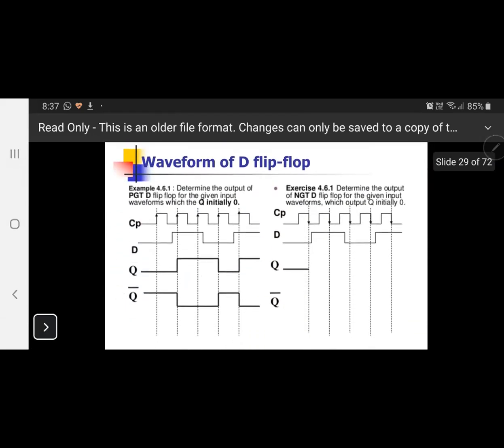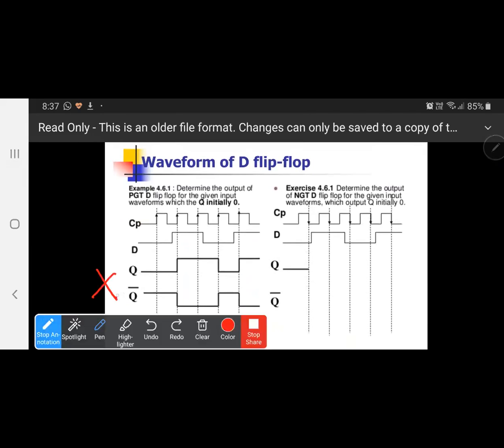Okay, waveform of D flip-flop. The waveform is already here, so I will not explain this. Now you need to solve this. For the D, check if it is a flip-flop or not. Determine the output of the negative going. Negative going means this negative is clear. For the given input waveform, the output Q is initially 0. So the initial value means it is in the memory. What is in the memory now at the initial? 0. So now who will draw the waveform on this screen?